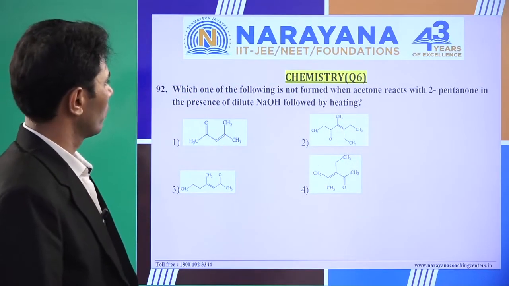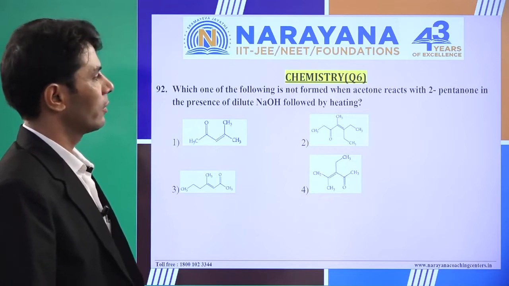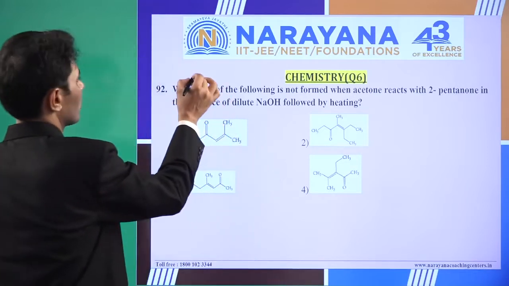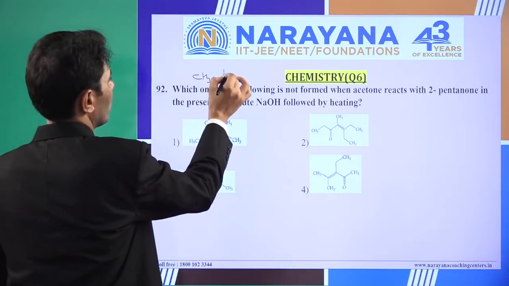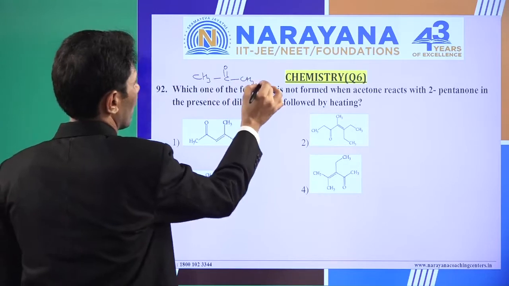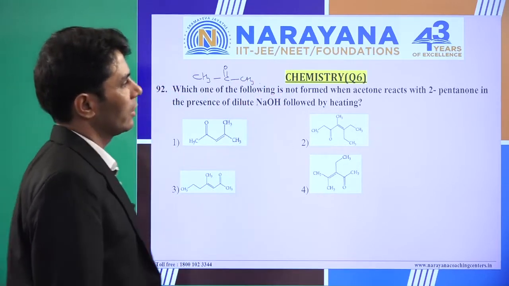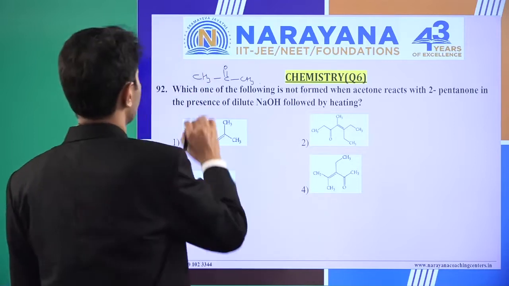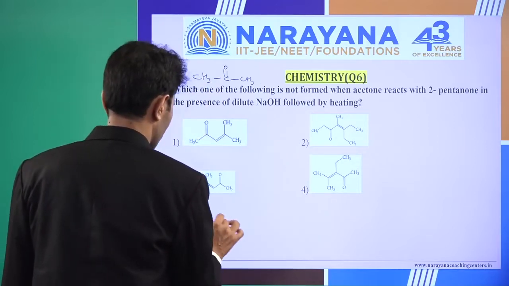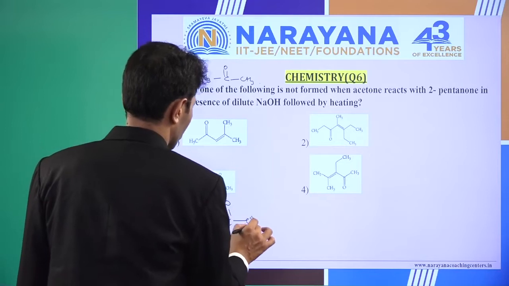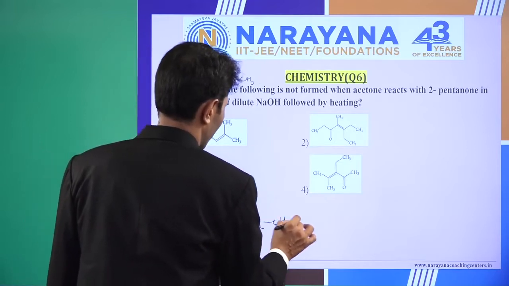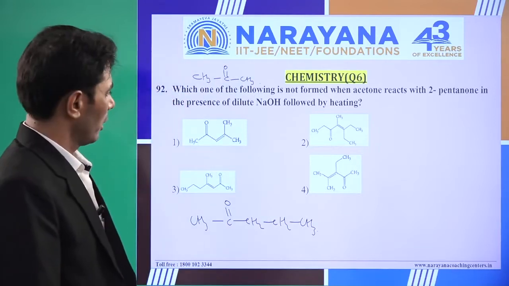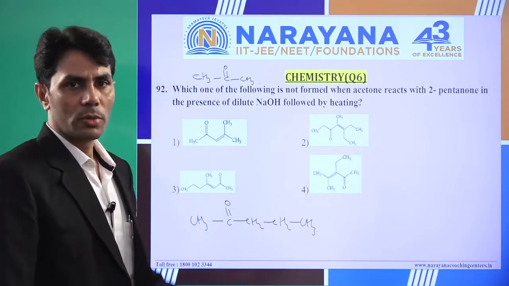Okay, which one of the following will not form when the acetone reacts with 2-pentanone? Acetone means this molecule CH3, C double bond O and CH3. It reacts with 2-pentanone. There is limited space. CH3, C double bond O, CH2, and CH3. Right? Pentanone 2. It is slightly lengthy or time consuming problem.